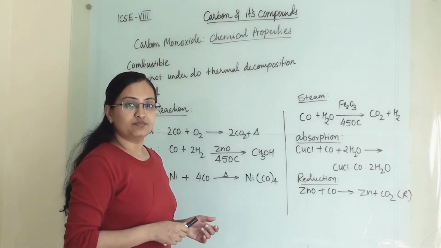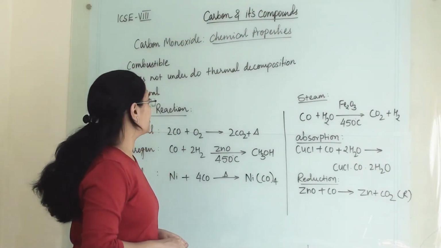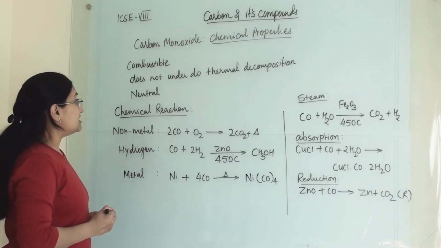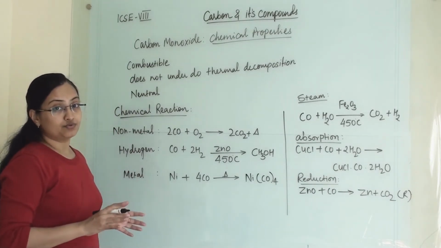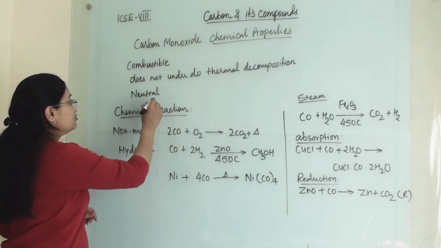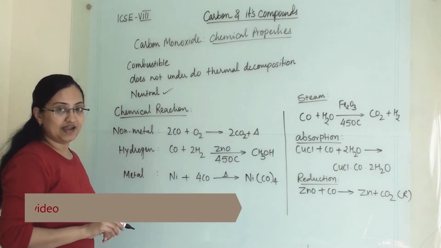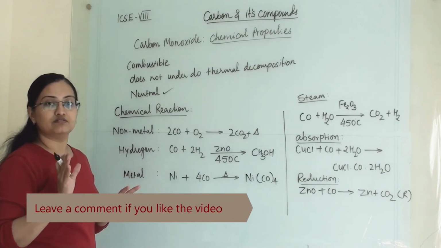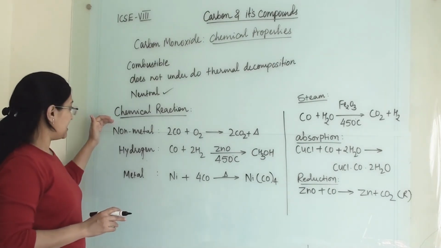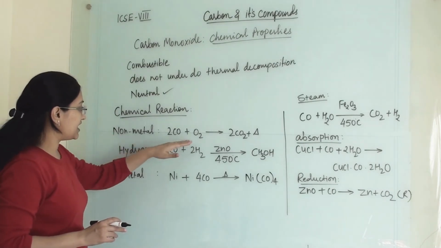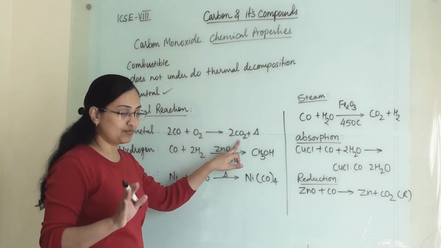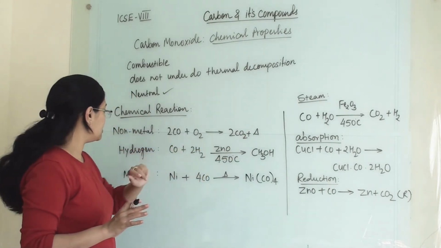Now we will see some chemical properties of carbon monoxide. It is a combustible gas, but it does not undergo thermal decomposition, which means it is quite a stable molecule. It is neutral to litmus paper, meaning red litmus paper will remain red and blue litmus paper will remain blue. In chemical reaction with non-metals, it will react with oxygen to form carbon dioxide, and a lot of heat will be generated.